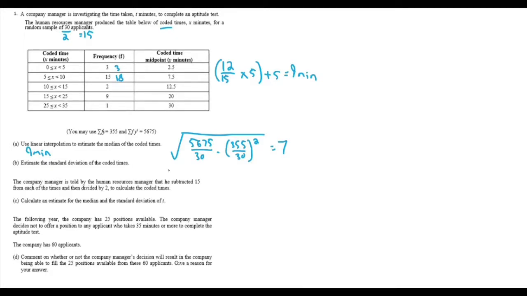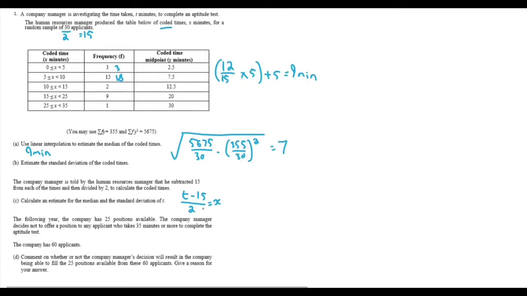Now it's here that we are told the exact nature of the coding, that the company manager is told by the human resources manager that he subtracted 15 from each time and then divided by 2 to calculate the coded times. So the original time here, T, had 15 subtracted from it, and then it was divided by 2. That's how we got these X coded times here.